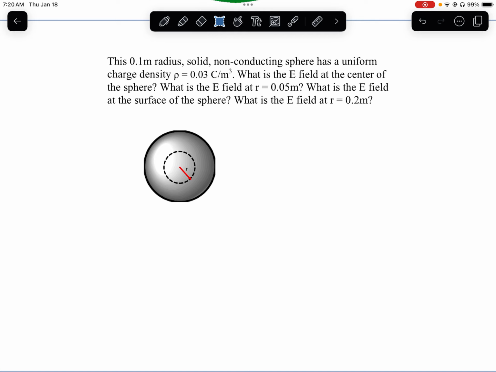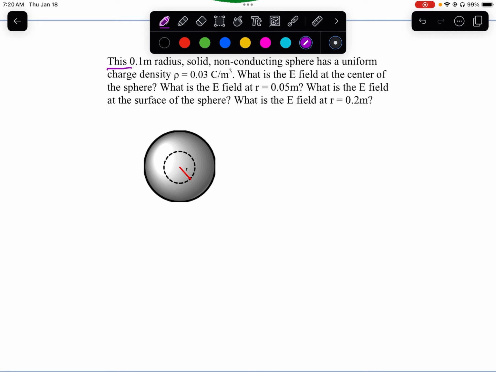All right, so this is a 0.1 meter radius. I'm just going to mark down some stuff as I go here. So that's the size of this thing. Solid non-conducting sphere has a uniform charge density of rho is equal to 0.03 coulombs per meter cubed. What's the E field at the center of the sphere?